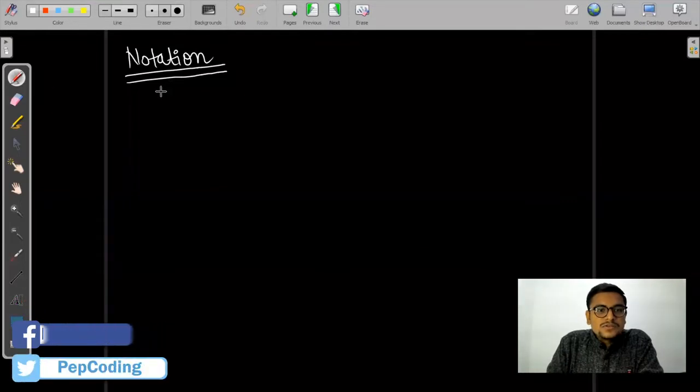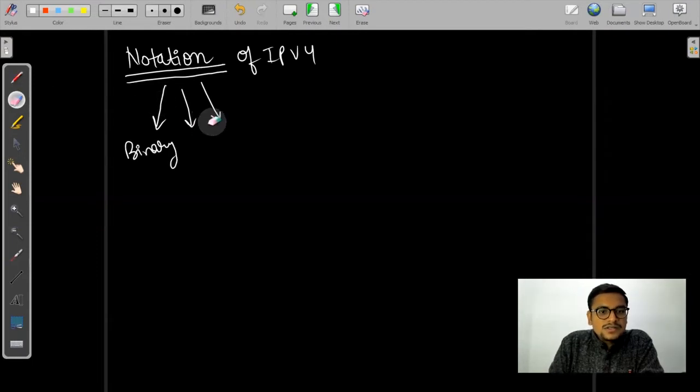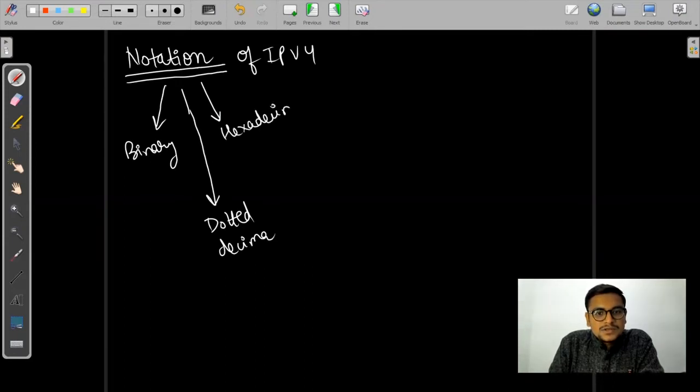Okay, so there are three notations that can be used to represent an IPv4 address. Notations are basically the representation of a particular address. In the case of IPv4 addresses, we have three of them. First is the binary notation. The second one is the dotted decimal representation or notation, and the third one is hexadecimal. In binary, it's base 2, the dotted decimal is base 256, and the hexadecimal is base 16.